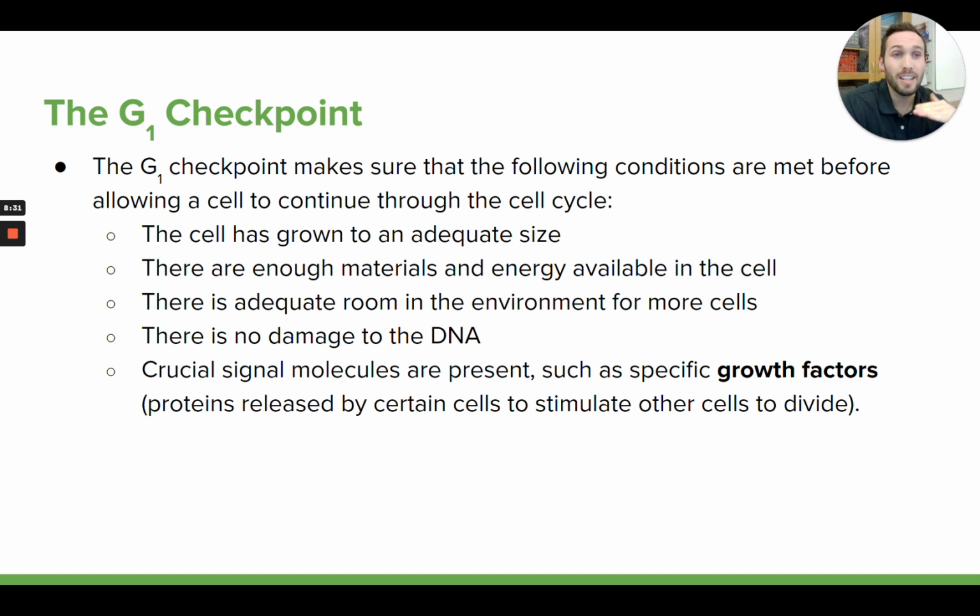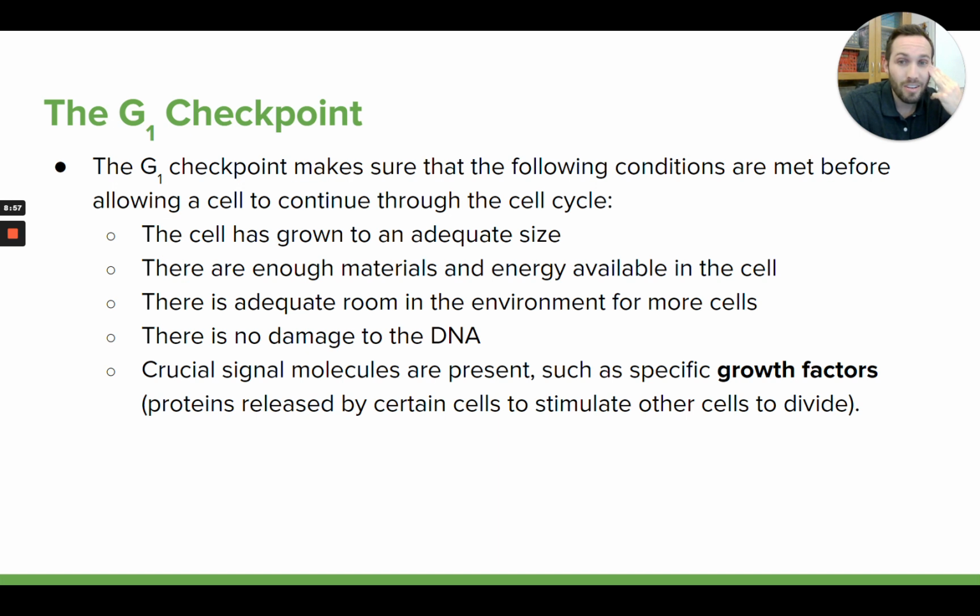It's also going to check that there's no damage to the DNA. So the cell is going to check its DNA, all of its DNA, to make sure that the DNA has not acquired some really bad mutations or really bad damage. Because what's worse than having one set of bad DNA is replicating it and then having two sets of bad DNA that you're now going to give to future cells in the body. And so that's got to be checked and make sure that it's good to go.